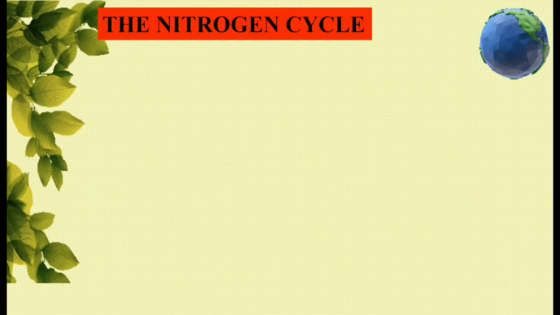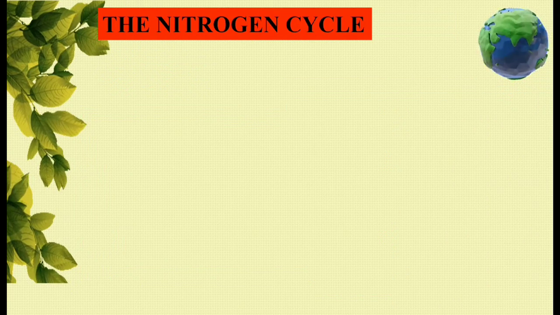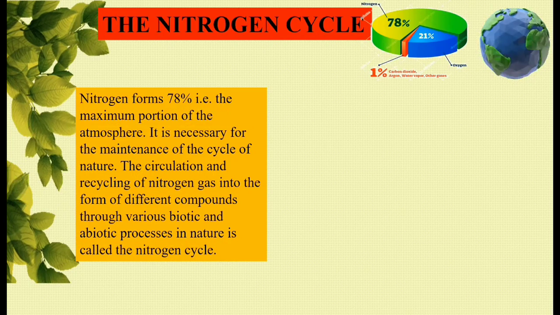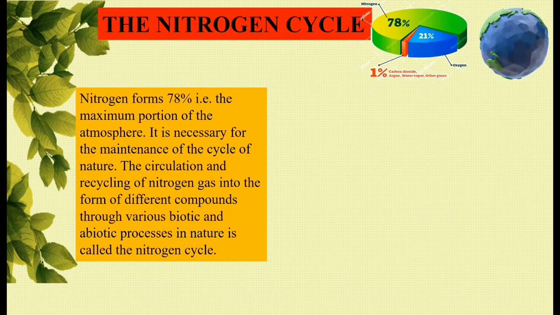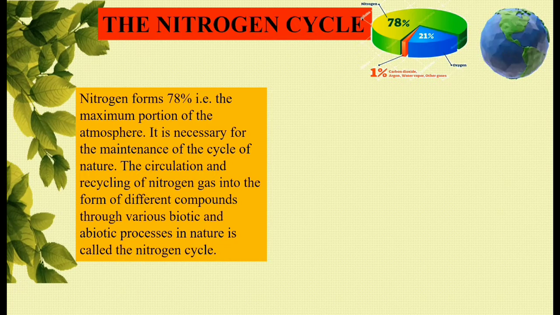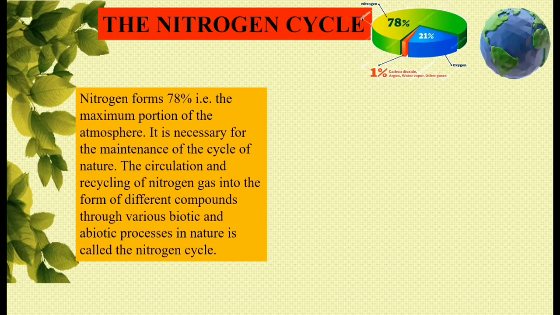The next and a very important cycle that we have is the nitrogen cycle. Now, why do I say nitrogen cycle is important? Because nitrogen is present in the atmosphere, that is about 78%. ठीक है, सबसे ज़्यादा मिलने वाली गैस हमारे एटमॉस्फेयर में जो है वो है नाइट्रोजन गैस. Nitrogen forms 78%, that is a maximum proportion of the atmosphere. It is necessary for the maintenance of the cycle of the nature.